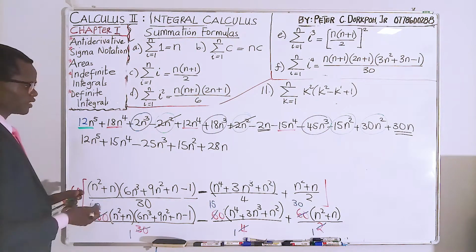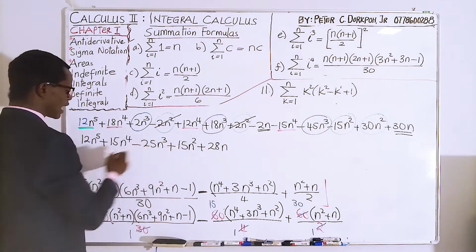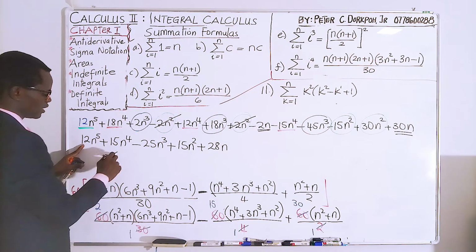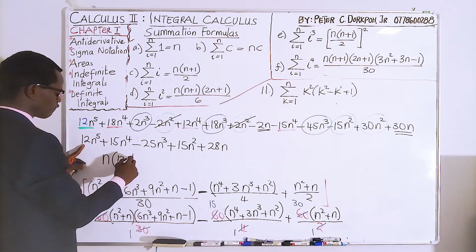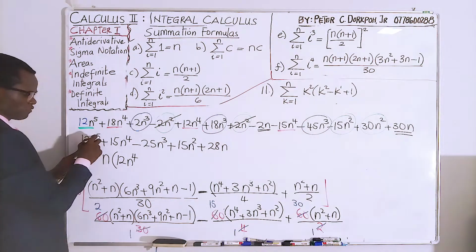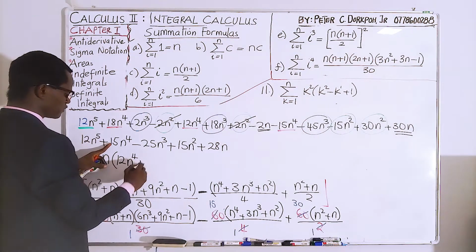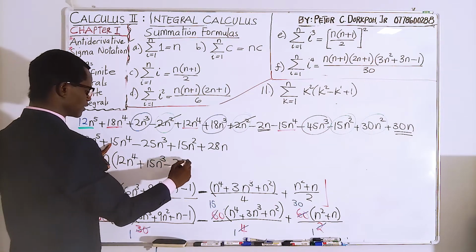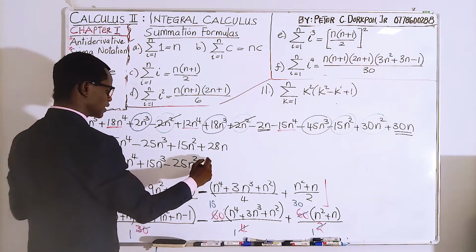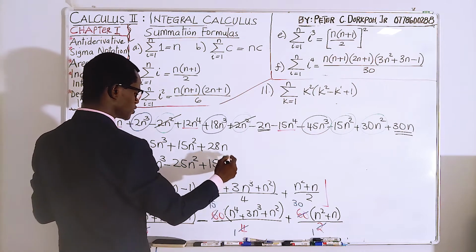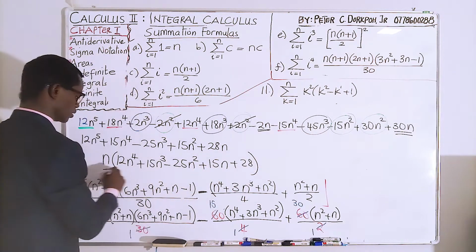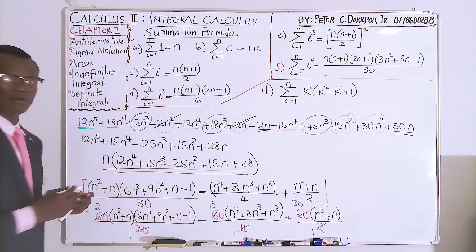So this is our final answer. If you like, you can factor out n. n is common to all of the terms, so we can bring it outside. We're left with 12n to the fourth, now we're subtracting 1 from the power here. The next one, 15n to the third, minus 25n to the second, plus 15n to the first, plus 28. So this is now our final answer.